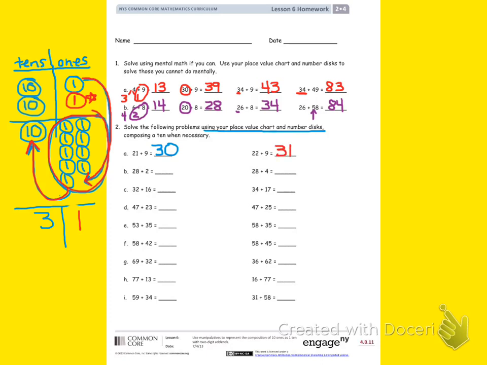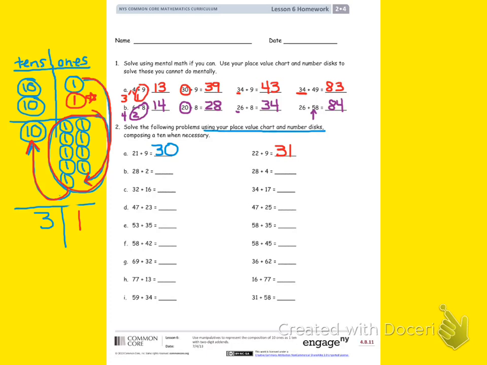Since we used mental math above, I could also look at it like this. If 21 plus 9 is 30, 22 plus 9 is just 1 more, because 22 is 1 more than 21. So that has to make it 31.